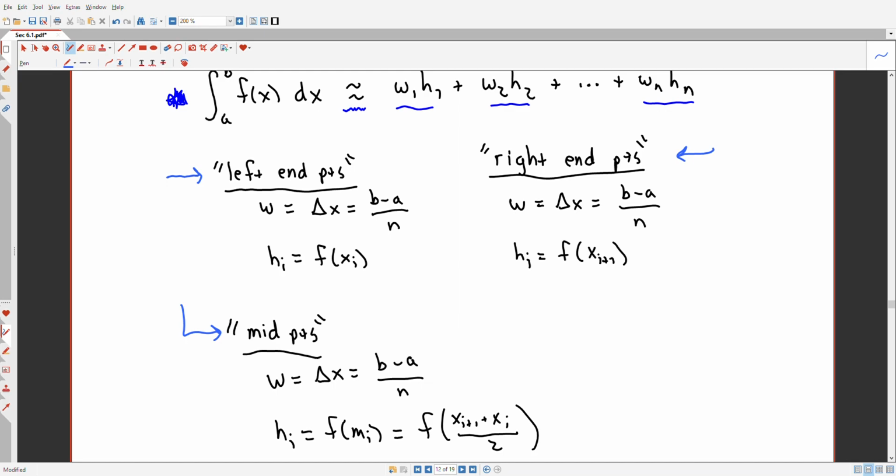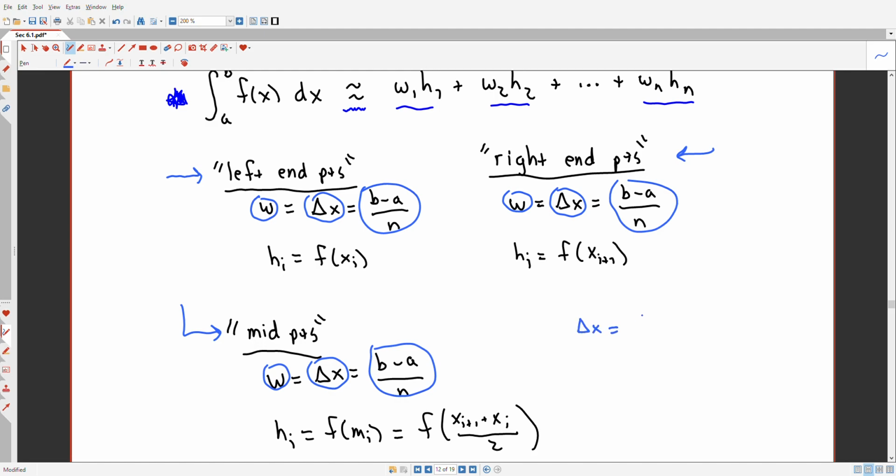What was interesting about these first 3 ways is that the widths were always the same. Our rectangles always had the same width, no matter how many rectangles we were using. So whenever we saw the instructions use left, right, or midpoints, we knew that we had a common width, where delta x was just b minus a over n. The only thing that was changing for each of these was what we would call the height of each rectangle.